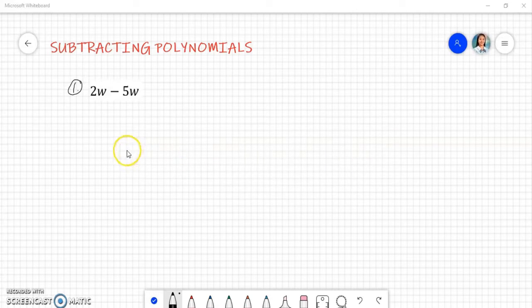Hi, hello there again, mathematicians. Now we are going to discuss for today subtracting polynomials. Subtracting and adding polynomials has similar rules, but in subtracting polynomials we have an additional step. Please be guided accordingly. So let's get started with example number 1.